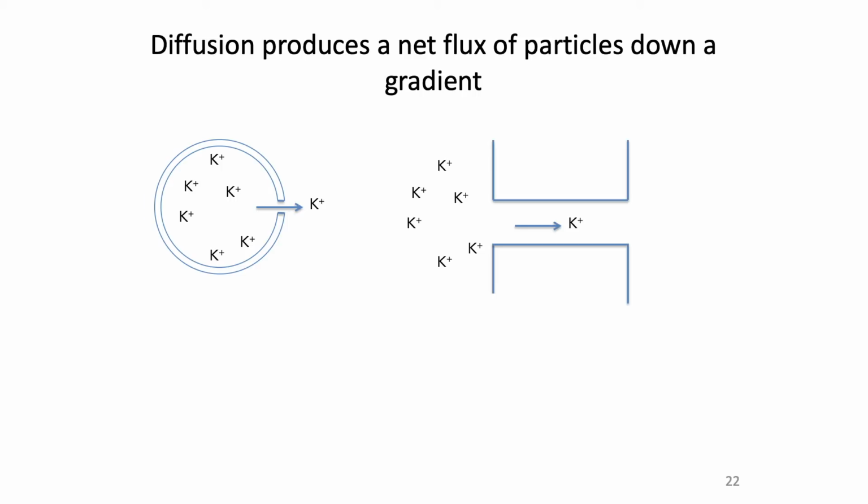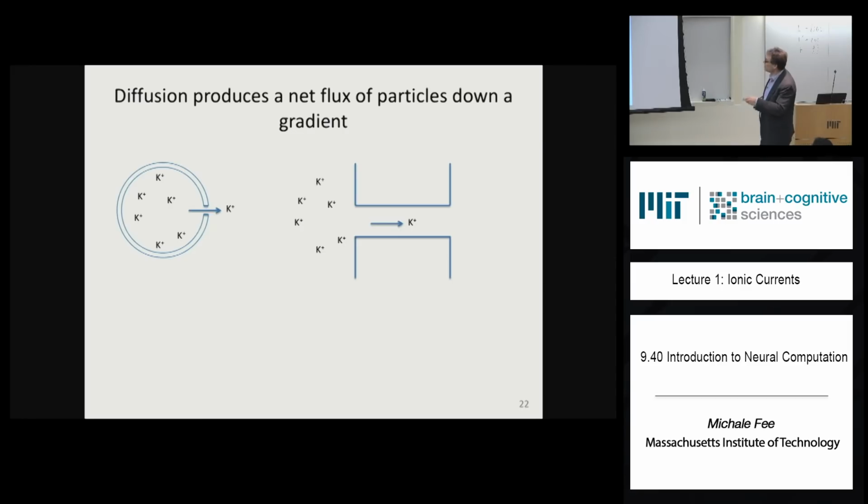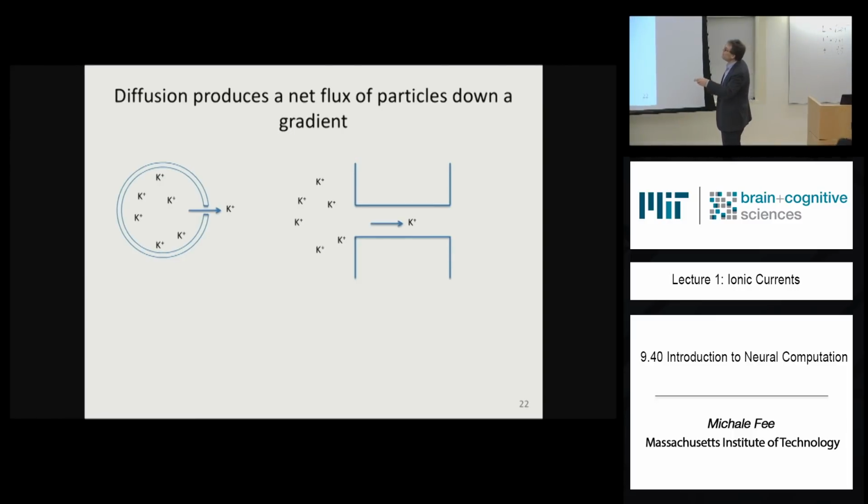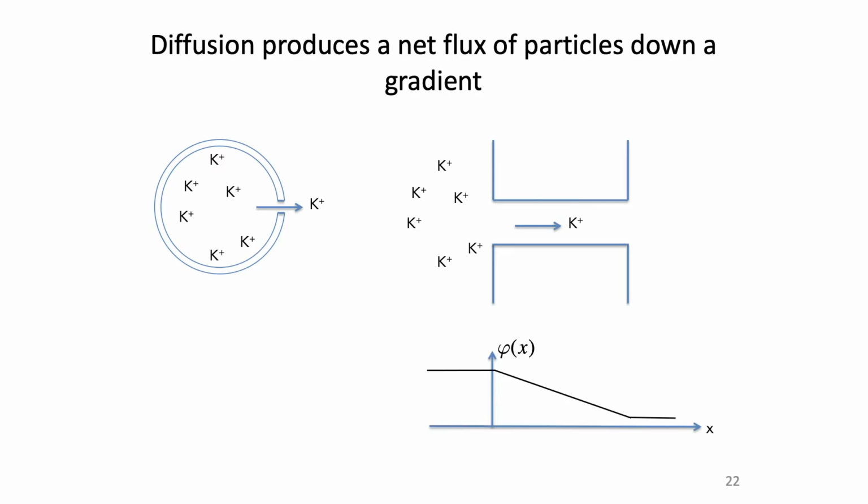So here I'm just zooming in on that channel, on that pore through the membrane. Lots of potassium ions here. On average, there's going to be a net flow of potassium out through that hole. And we can plot the concentration gradient through the hole. You can see it's high here, it decreases, and it's low outside. And so there's a net flow that's proportional to the steepness of the concentration profile.